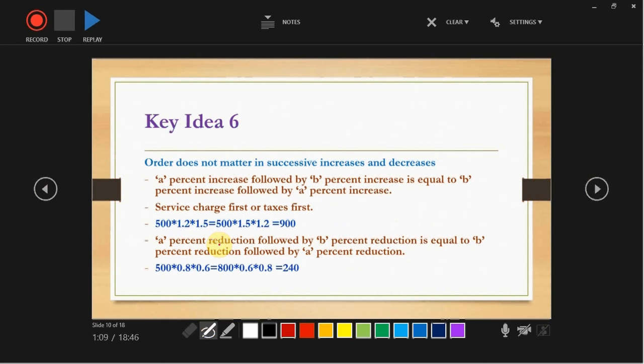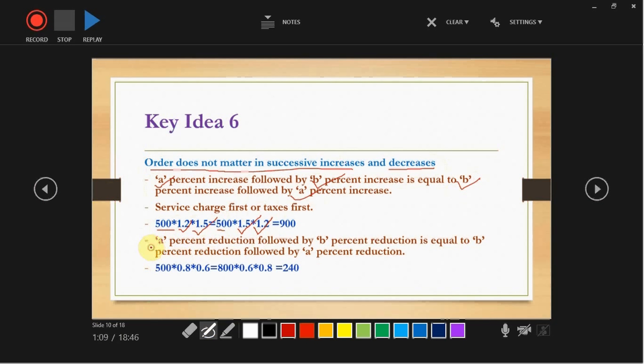Now we move to key idea 6. It says that order does not matter in successive increases or successive decreases. A% increase followed by B% increase is always equal to B% increase followed by A% increase. For example, 500 increased by 20%, then increased by 50% is always equal to 500 first increased by 50%, then increased by 20%.